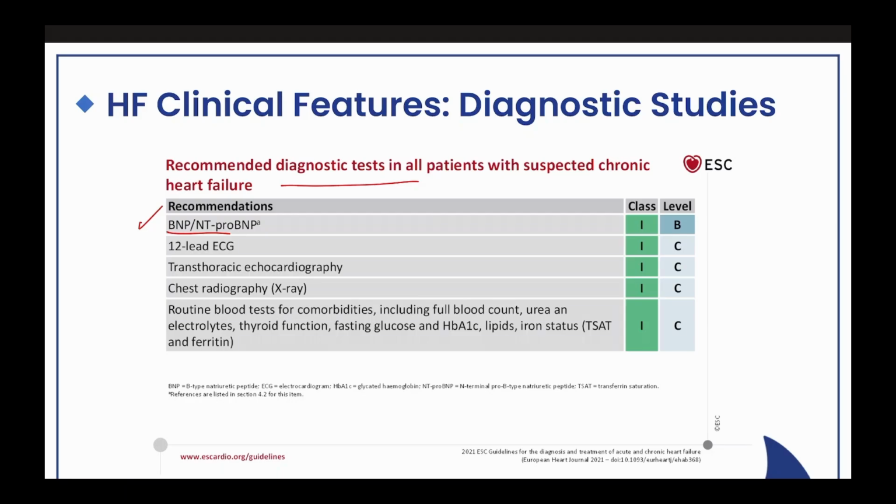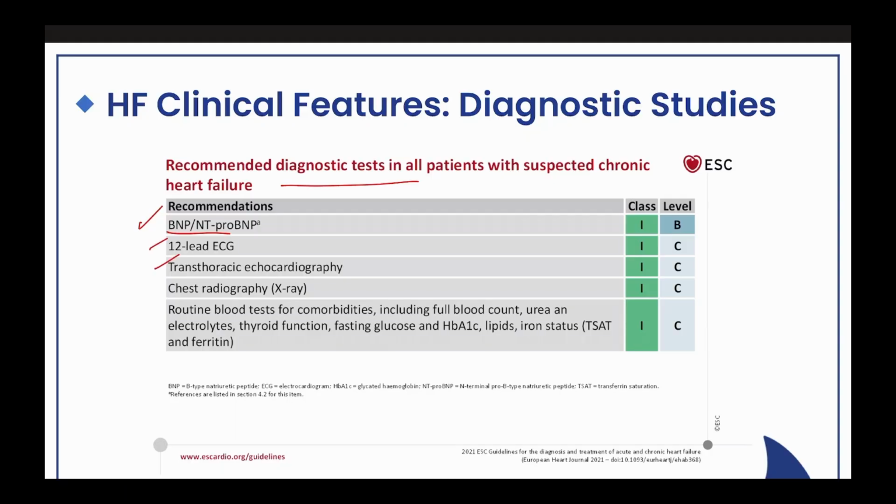12 lead EKG. Everyone gets a 12 lead EKG. Why? Because we know CHF. What's the main reason for CHF? Heart disease, right? Ischemia. So let's get a 12 lead EKG and see what's going on with the heart.